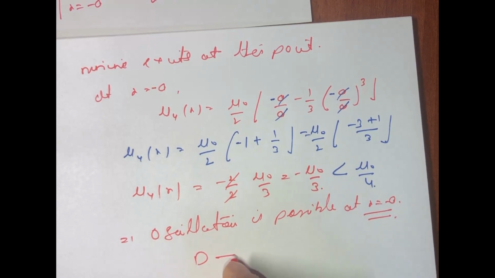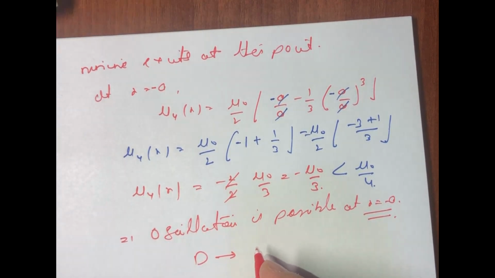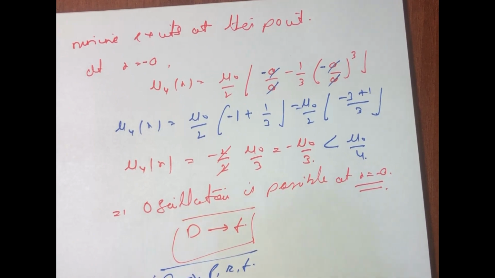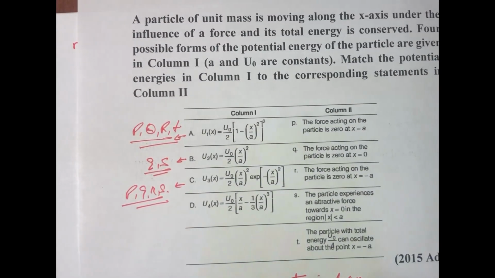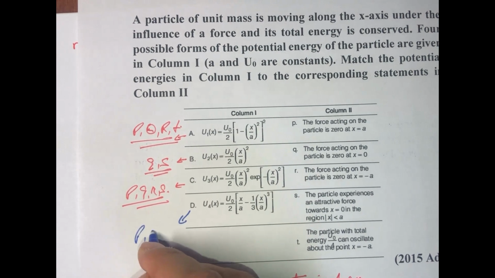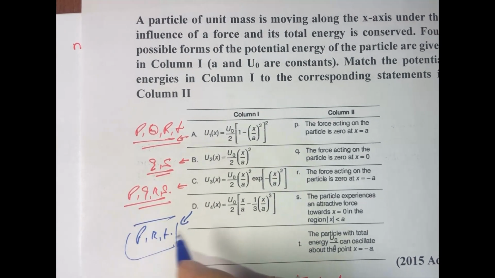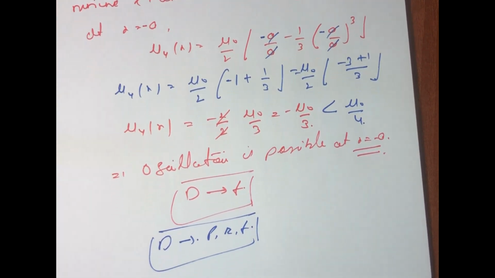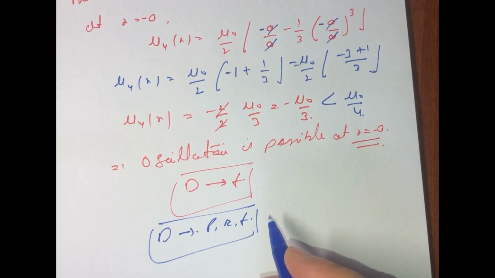Therefore, one of the options D is going to have D as its correct option. Therefore, D is going to have P and R and T as its correct options. So D is going to have P, R and T as its correct options. So this completes the question. Thank you.